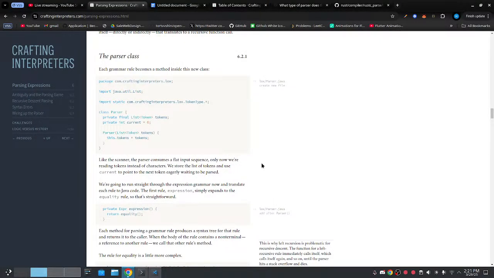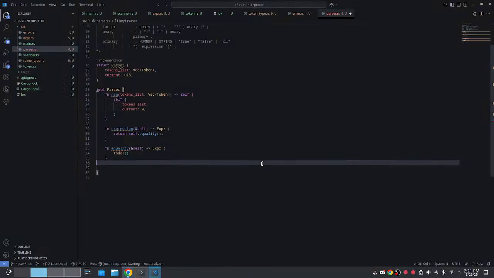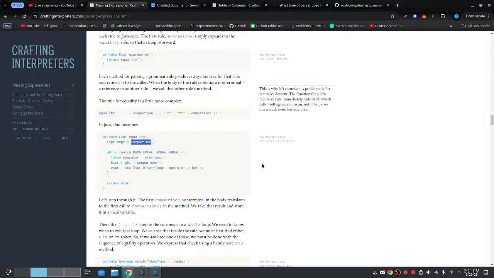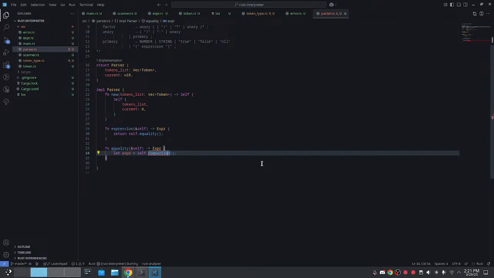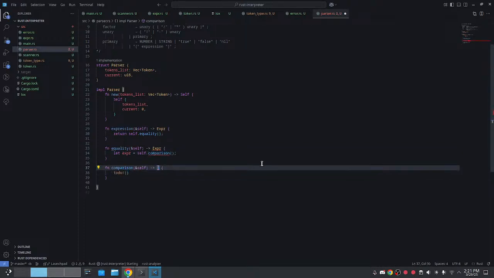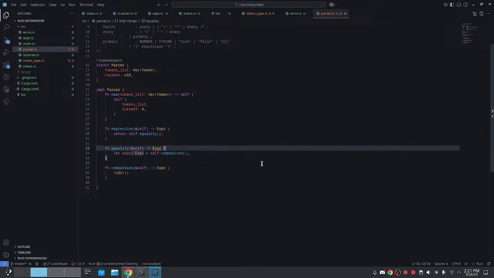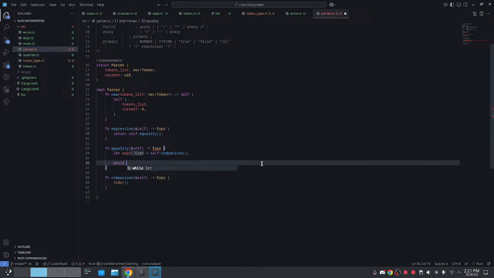So, let's start from where we left off. We're making all these functions to parse, right? So we'll just do a to-do here, and we'll make some other things. Okay, equality is defined here, right? So what we would do is let expr equal to self.comparison. We will make this function here, and we would return expr here, and we will do this to-do. Okay, then we'll move on.